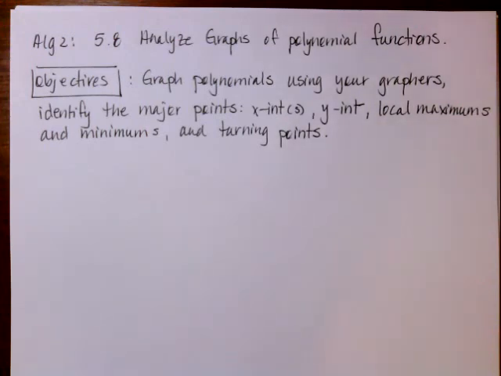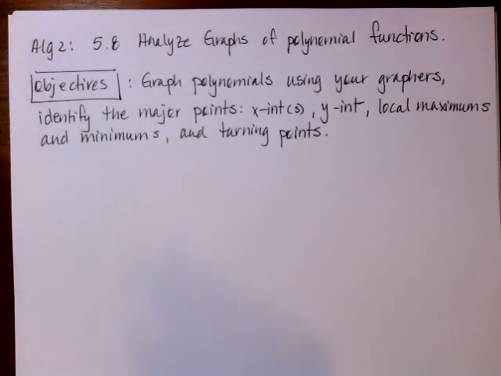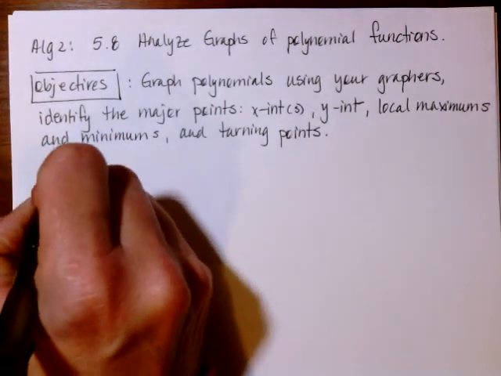Alright, ladies and gentlemen, we're going to do 5.8. We're going to do analyzing graphs of polynomial functions. Our objectives are to graph our polynomials using our graphers. Then we're going to identify the major points, the x-intercepts, the y-intercept, local maximums and minimums, and then the turning points. Alright, so let's talk about turning points first.